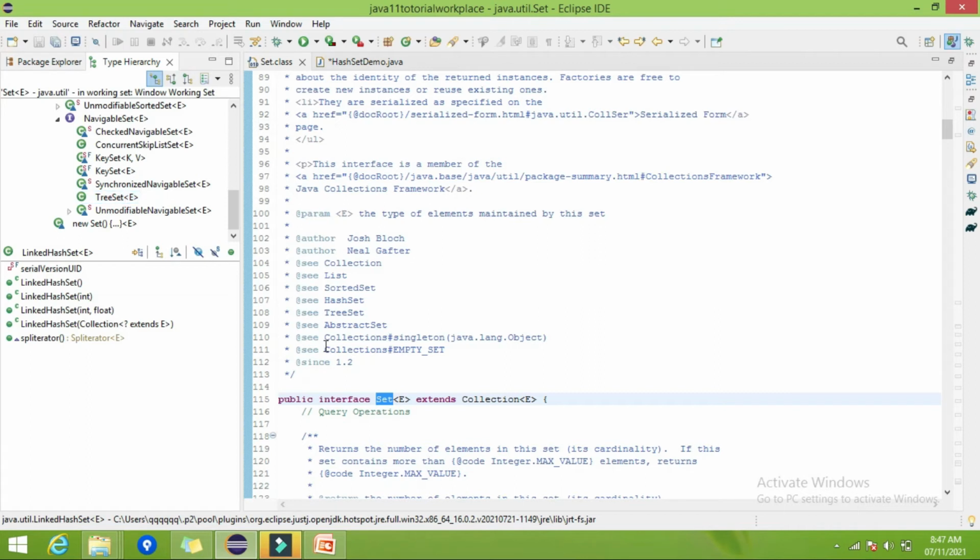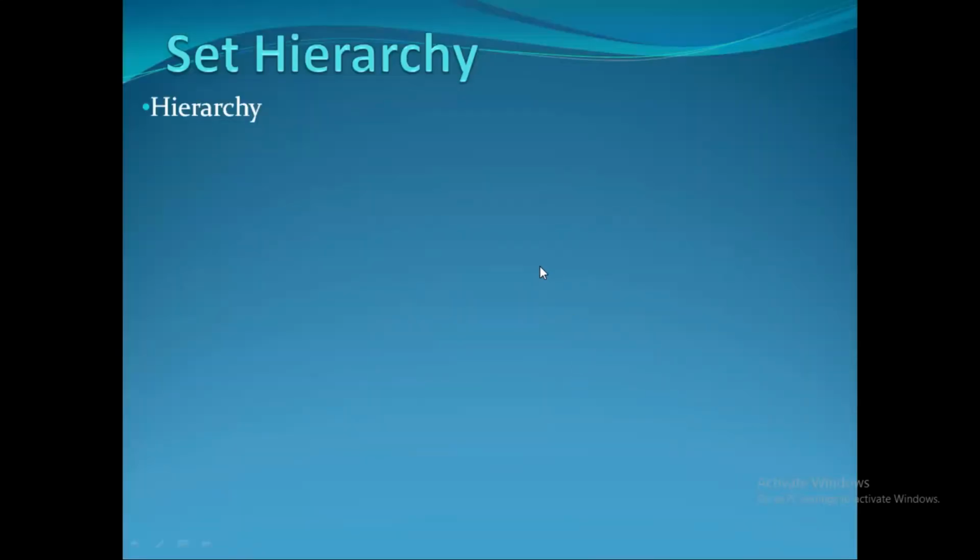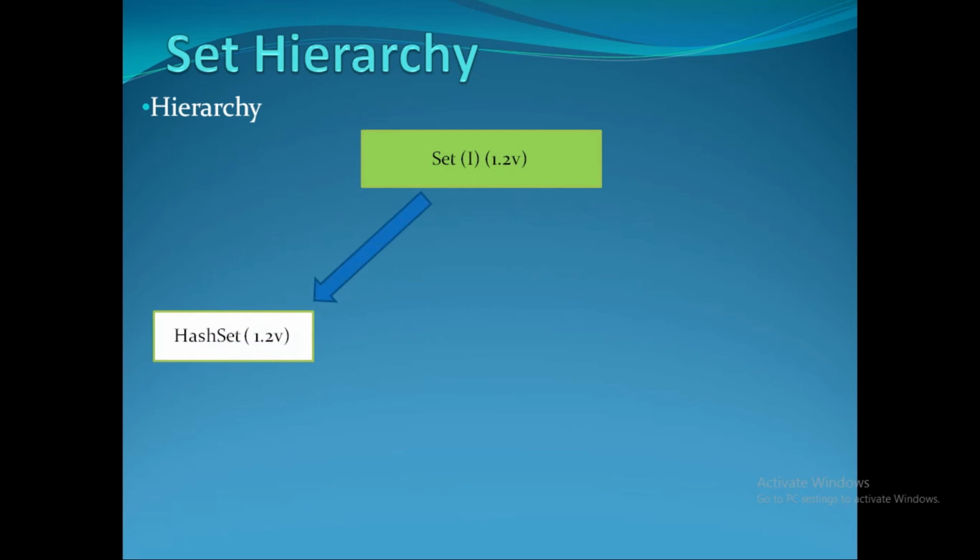So let's understand when each of them came. Set came in version 1.2. The first implementation class, HashSet, also came in version 1.2. The next one is LinkedHashSet. LinkedHashSet came in version 1.4.